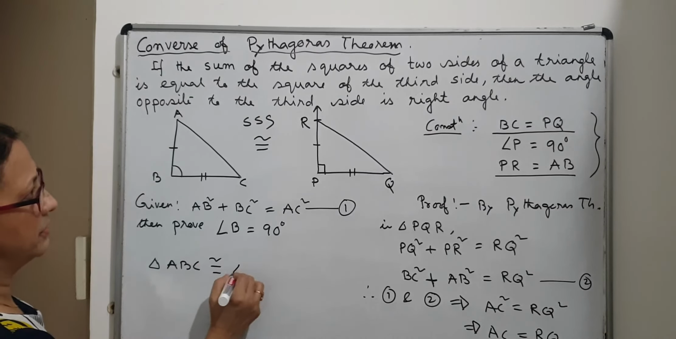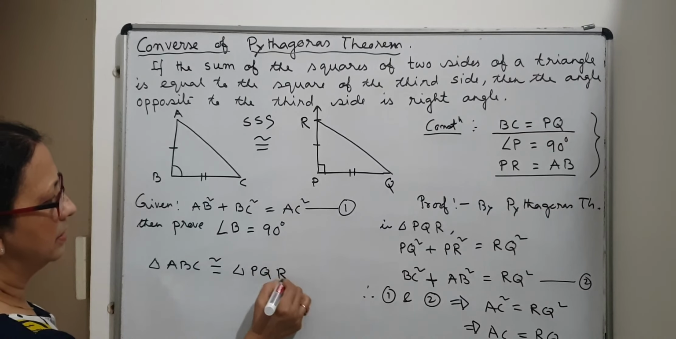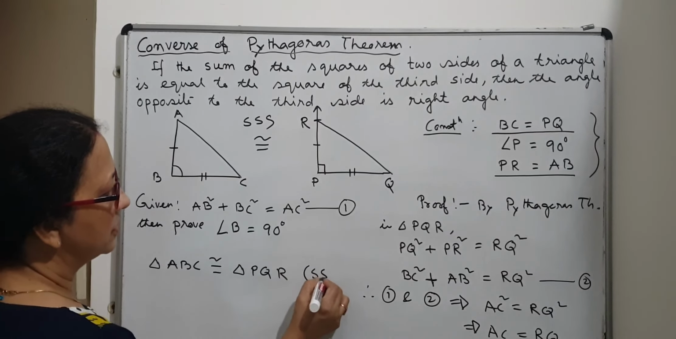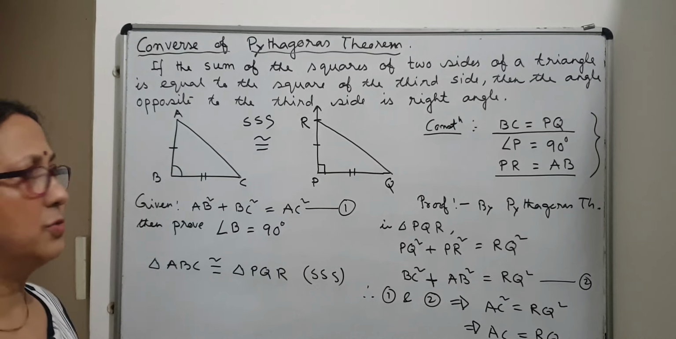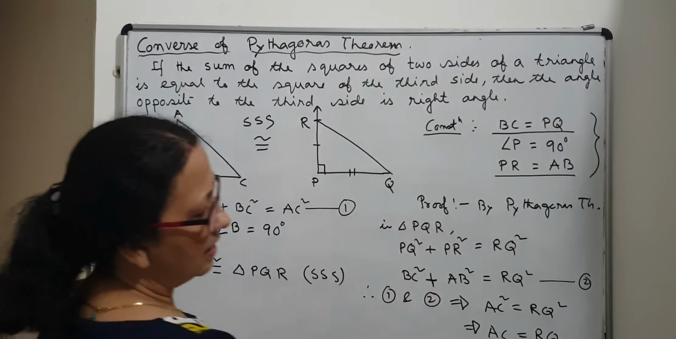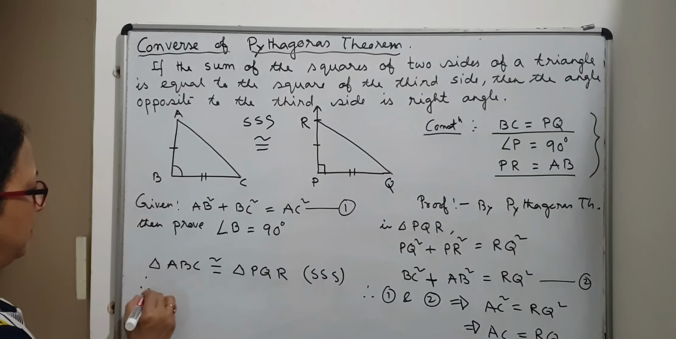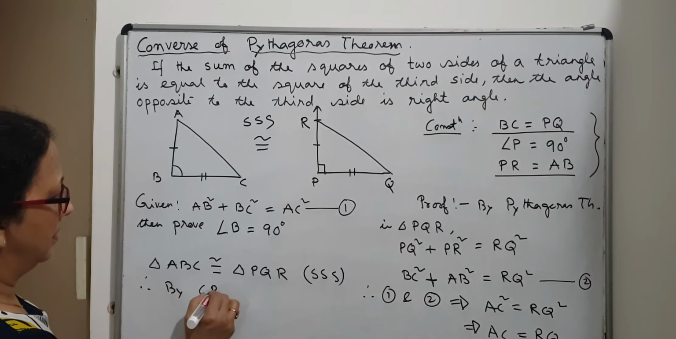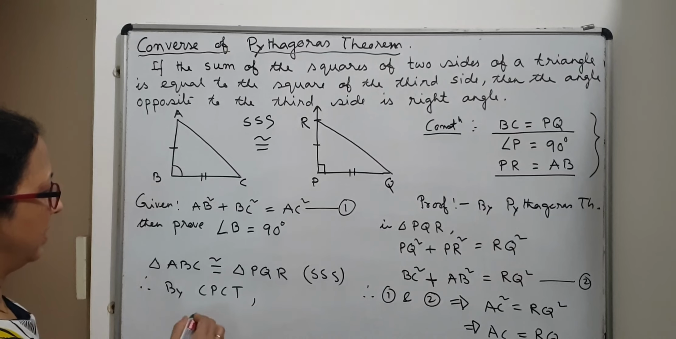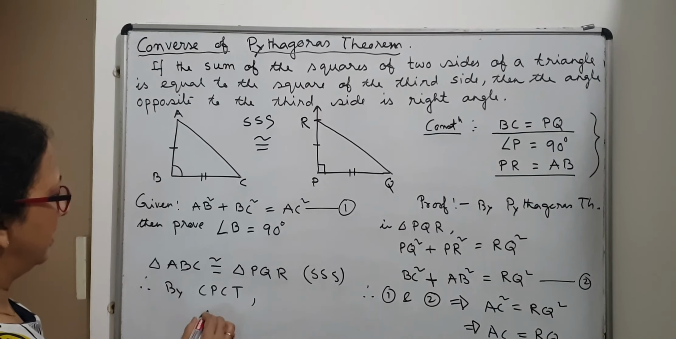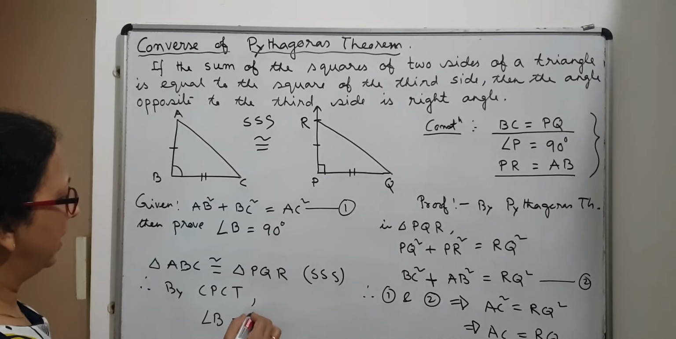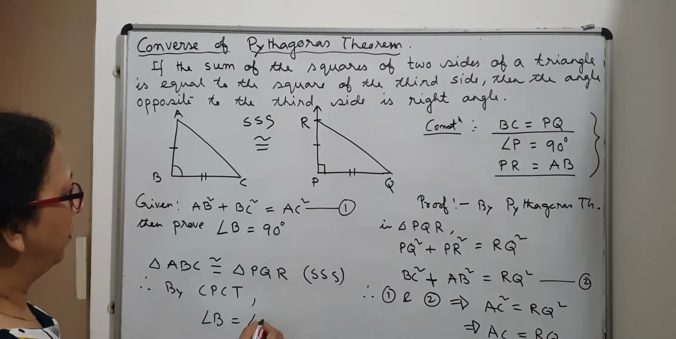So triangle ABC is congruent to triangle PQR by SSS. Two sides were equal by construction, and the third side we proved in this way. So therefore, by CPCT, corresponding parts of congruent triangles, I can write that angle B is equal to angle Q.